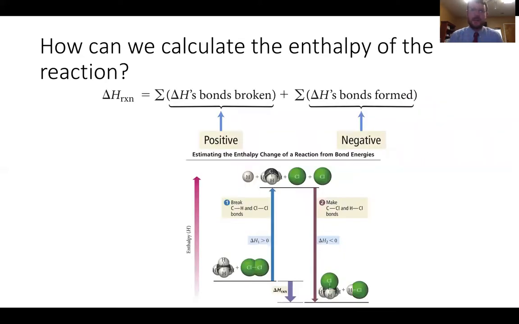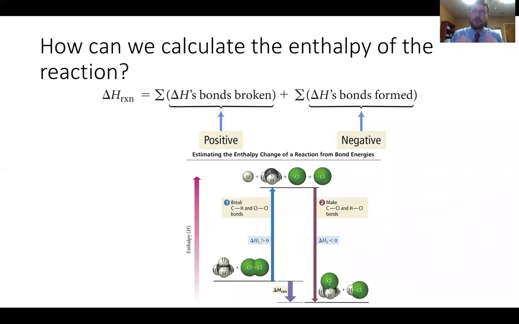Here's the equation. The equation is delta H of the reaction is equal to the sum of the bonds broken plus the bonds formed. Bonds formed will always be a negative number because we're forming bonds, we're releasing energy. When we release energy, that number is negative. Bonds broken always take energy to be broken. That number will always be positive.